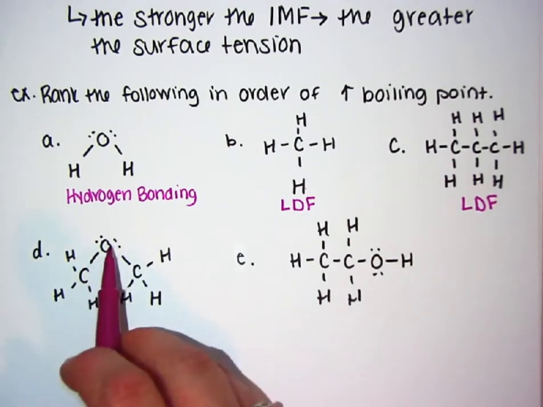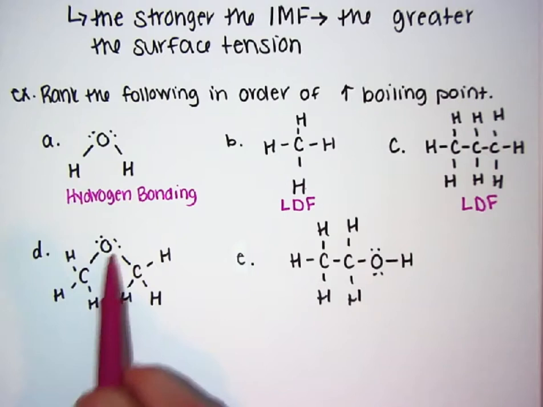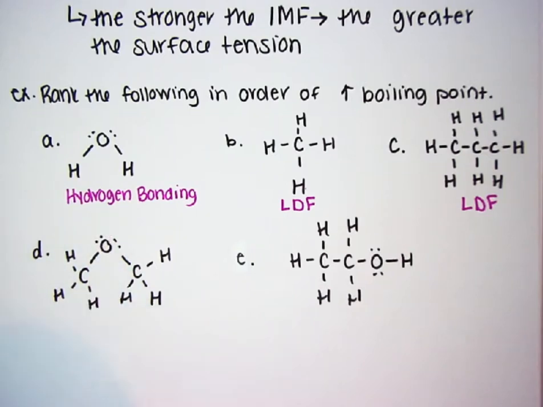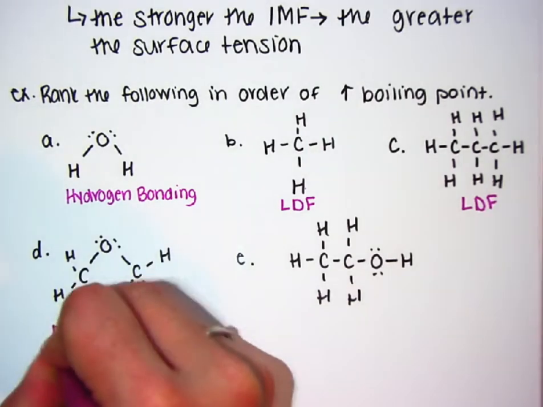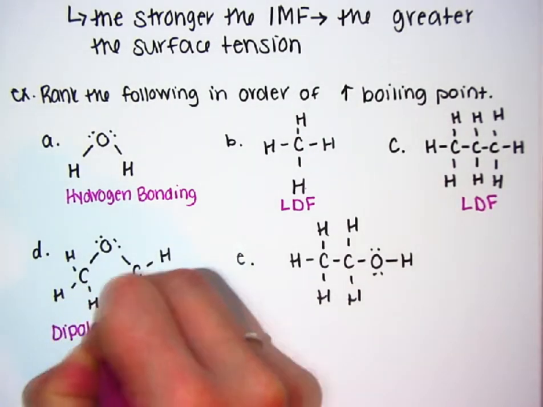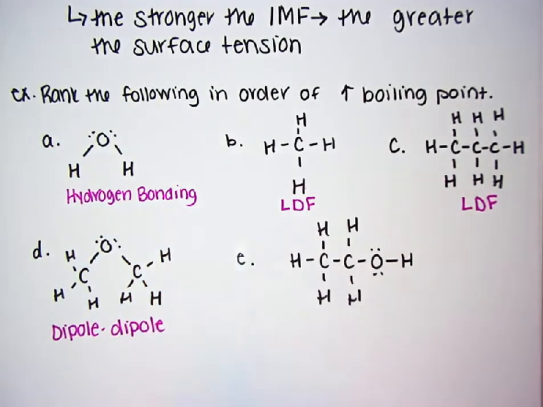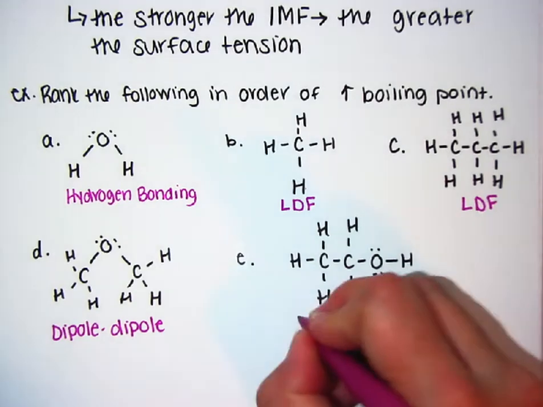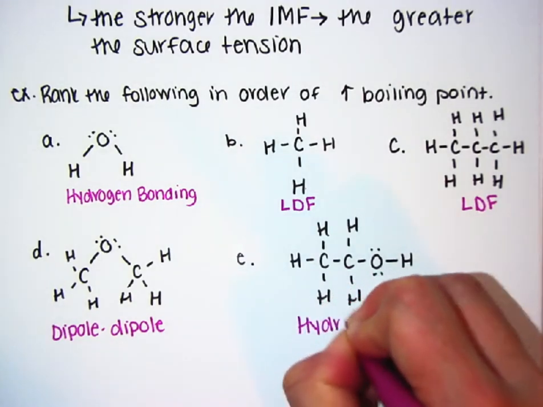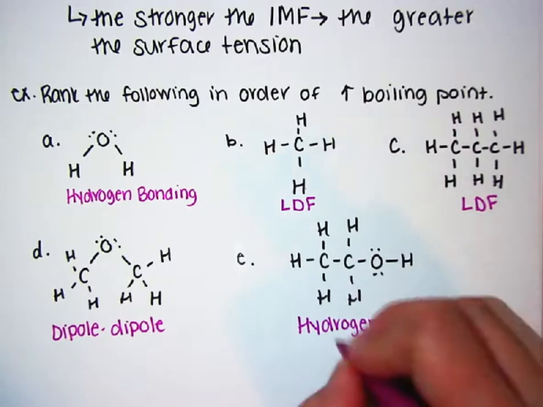D, this one would be polar. Oxygen is more electronegative. I am going to have a dipole moment, but I do not have any hydrogen bonding. Hydrogens are attached to carbons. So everything has LDF. Since this one is polar, it also has dipole-dipole interactions. Last one, E. I see a site of hydrogen bonding. Hydrogen is directly attached to oxygen. So hydrogen bonding.